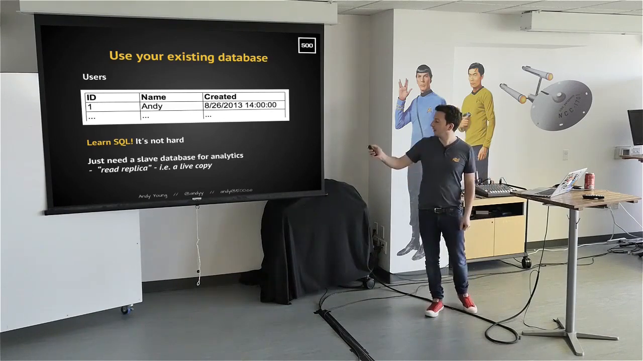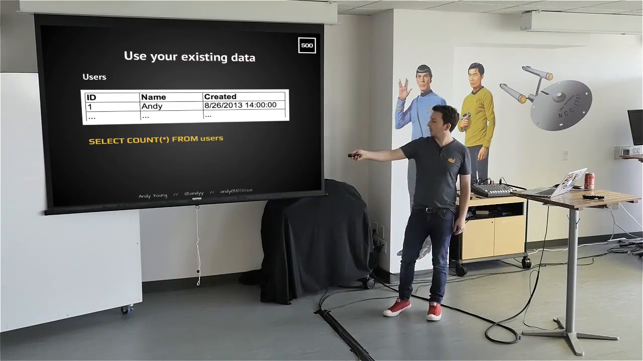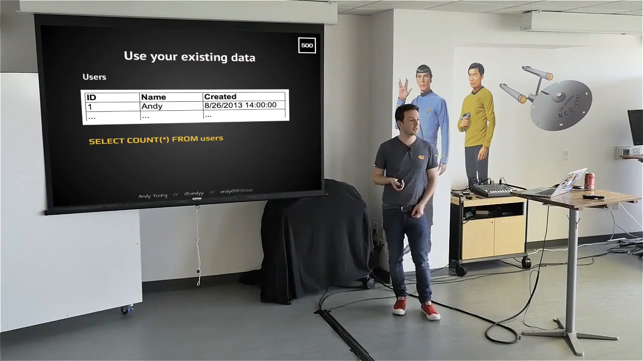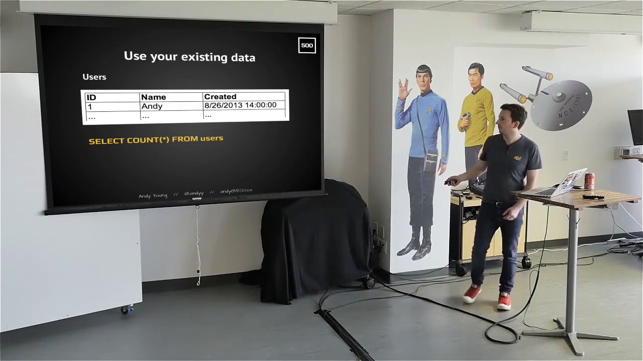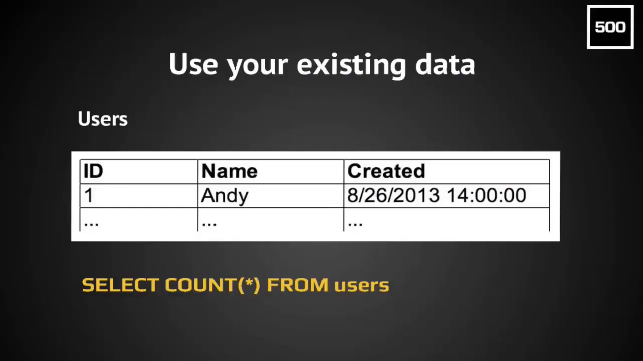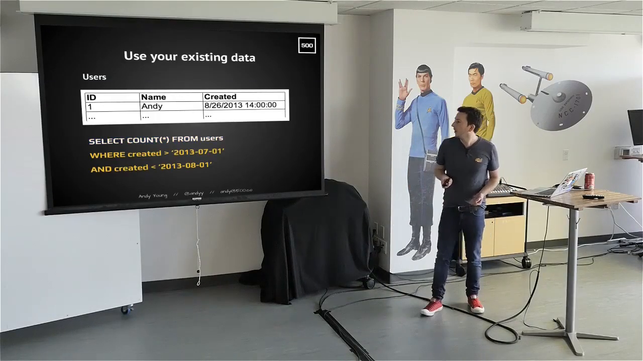So here we've got our database with our users, and as an example, a vanity metric: select count star from users. This will say, how many users have we signed up in all time, right? Select count of everything, that's what star means, from users. So how many users do I have? That's good, but it's like a vanity metric, right? So let's make it more useful.